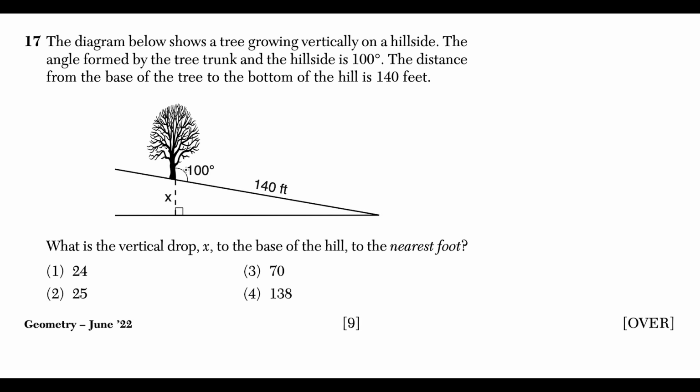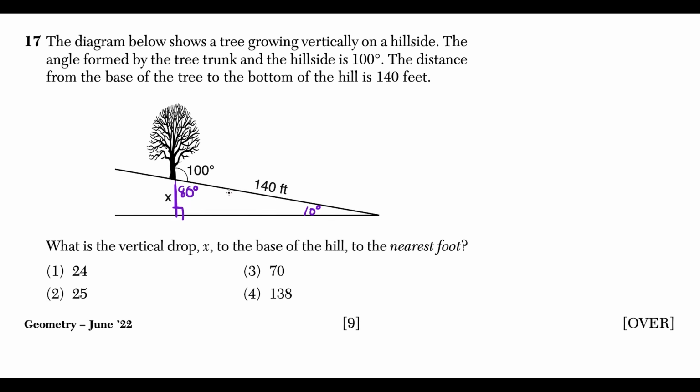Question 17, we have to know a little trigonometry, but we have this nice diagram. Ultimately, we want to find the value of x, which is the vertical drop to the base of the hill, rounding to the nearest foot. So we have a right triangle, and we have one of the exterior angles. If this angle here is 100, that means this angle here has to be 80 degrees. And if this is 90 and this is 80, this would have to be 10 degrees.